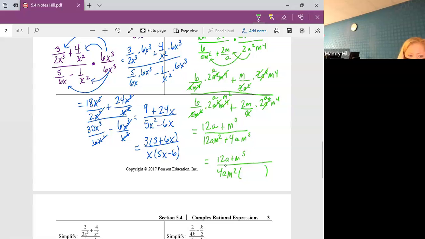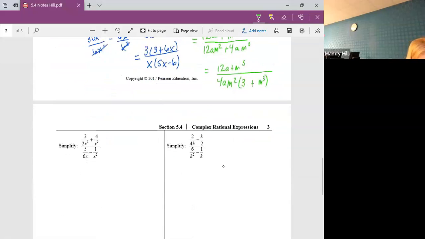Okay, so that's going to be 12 divided by 4, 3. If I take an a out, it's going to get rid of all of those. On this, if we took m squared out of m to the fifth, we're just left with m to the third. So we can factor that out. Okay.